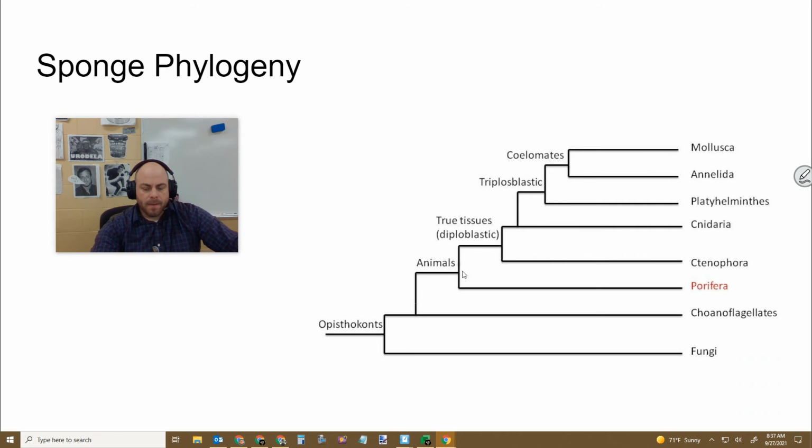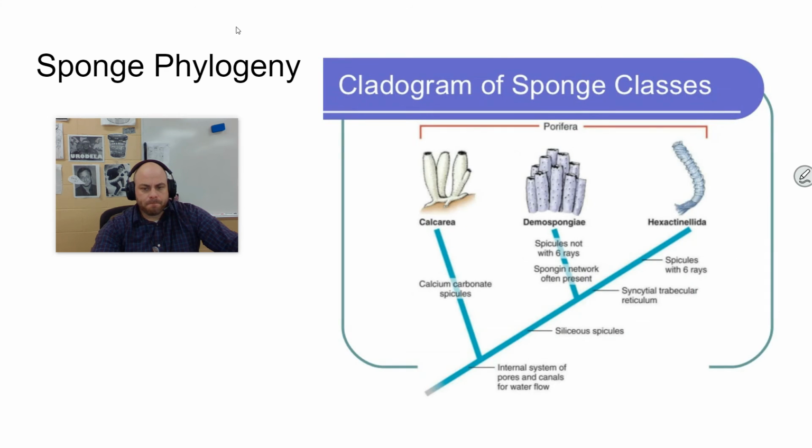you get the idea. And so you can see how true tissues come around later, and Porifera represents the lowest level of animals. Even though there's still a lot going on for Porifera, they still represent a pretty low level.